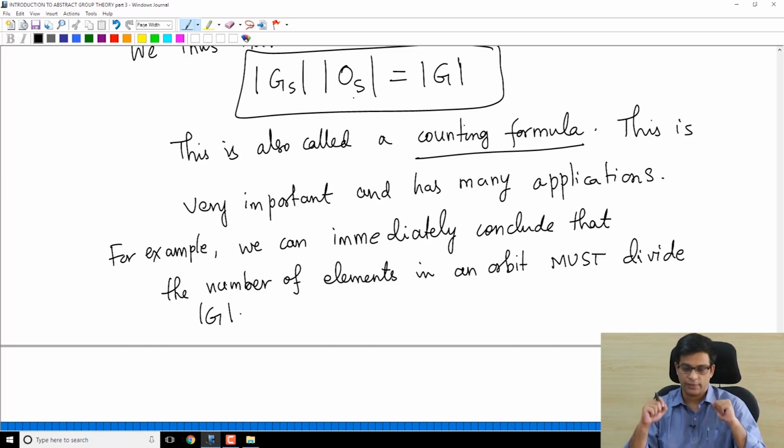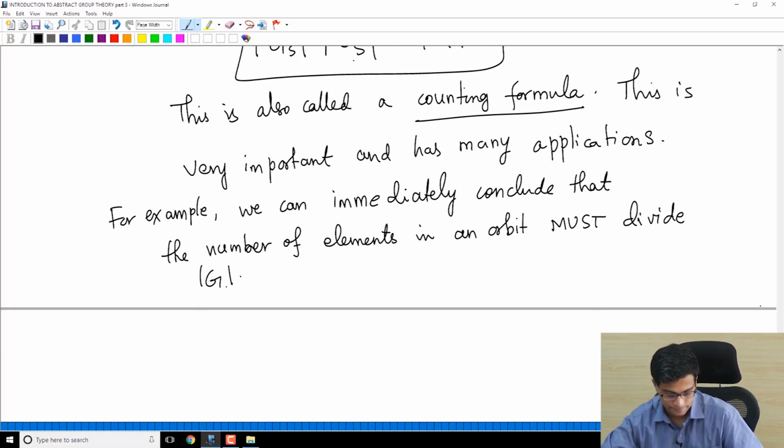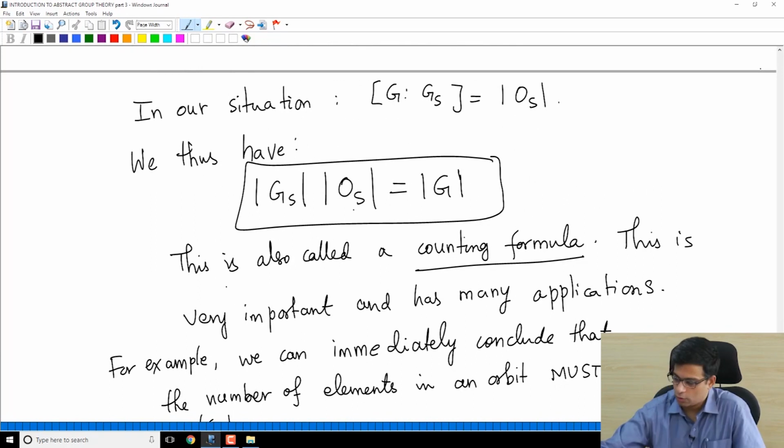And this is a consequence of the counting formula. It is not only related, it is related in a very precise way. The size of the orbit must divide the cardinality of the group. So this is a very useful observation which tells us that the sizes of orbits are not arbitrary, right? They have to satisfy the property that they divide the order of the group. So this reduces the choices and helps us compute the orbits in many situations. This is the counting formula.